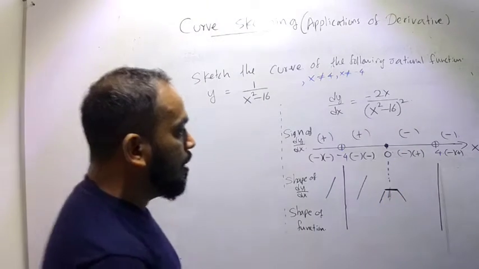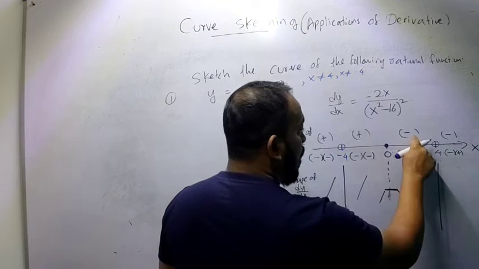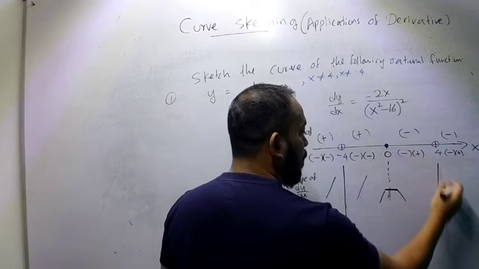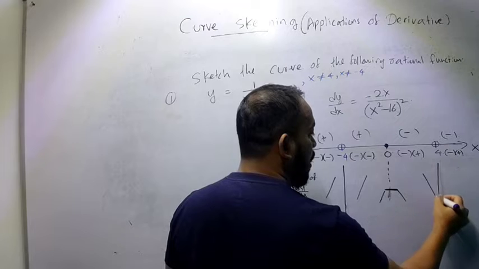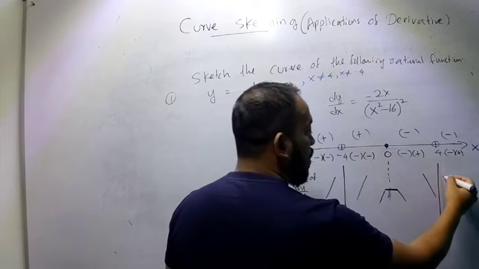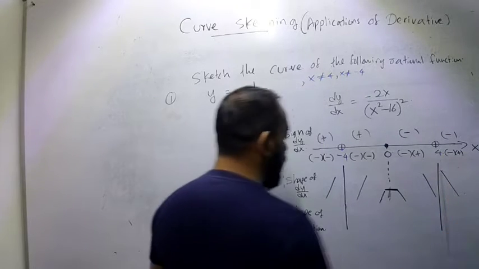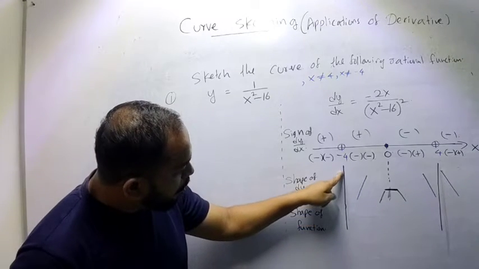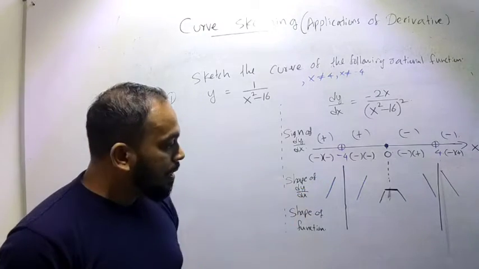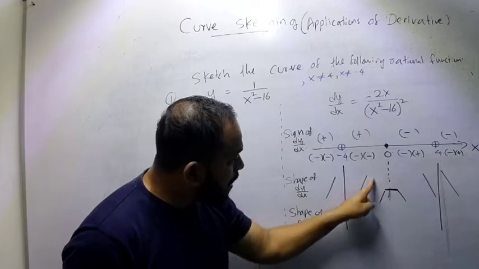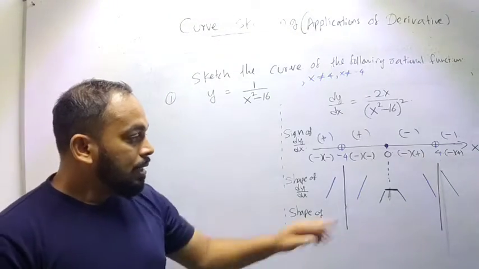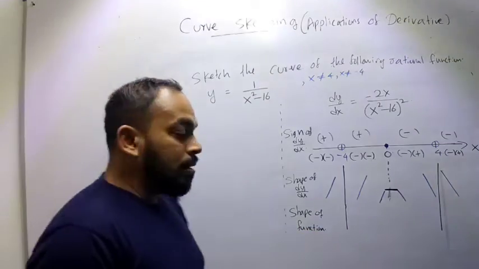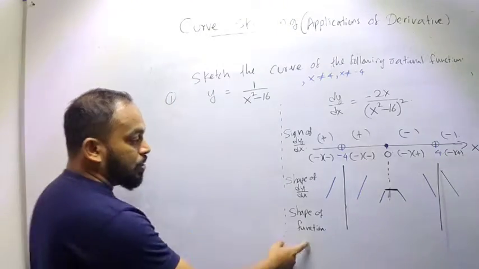Okay, then here the function is negative still, so on the left hand side of this vertical line it should be negative like this, and should be again negative like this. So you can see here that this line moves closer to this vertical line, and this line moves away from the vertical line. So let's draw the shape of the function.